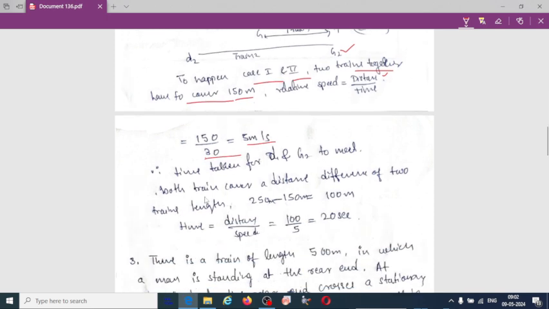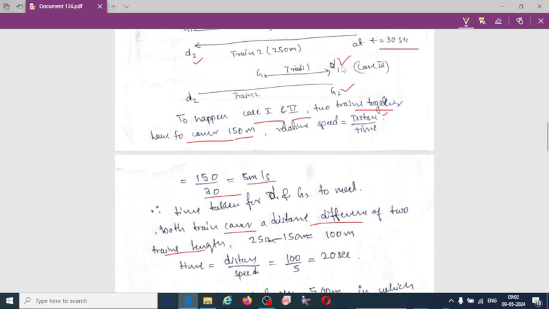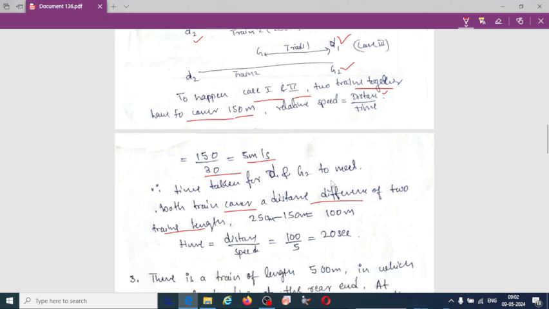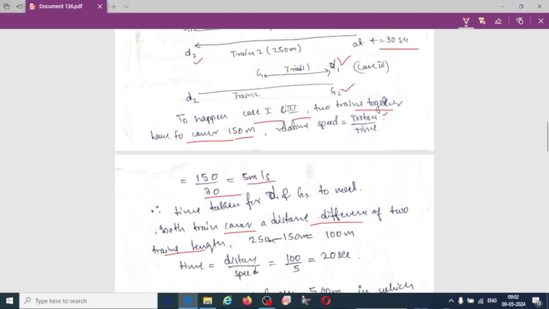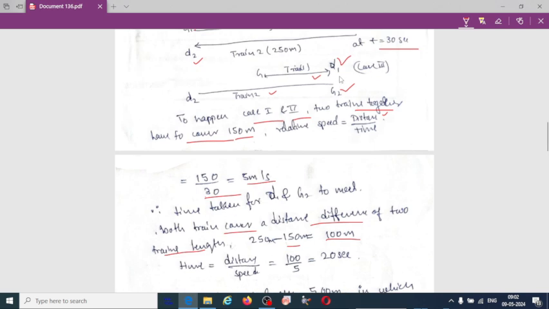So the next condition, both trains cover a distance difference of 2 train lengths when, in case 3, driver 1 and guard 2 coincide. That is, we have to take the difference of the lengths of the trains. So train 2 is 250 meter, train 1 is 150 meter. If we subtract, the distance covered is how much? 100 meter. Then you can find out the time taken for D1 and G2, that is driver 1 and guard 2, to coincide.